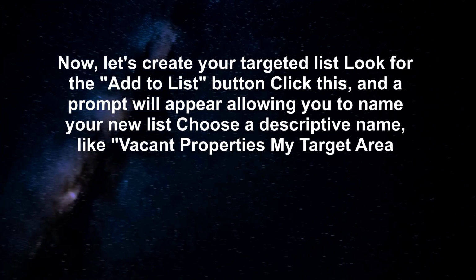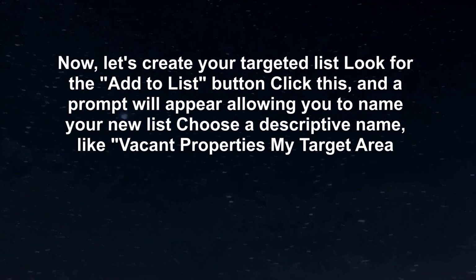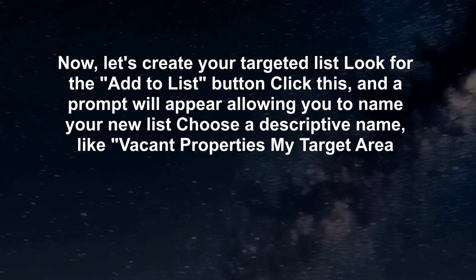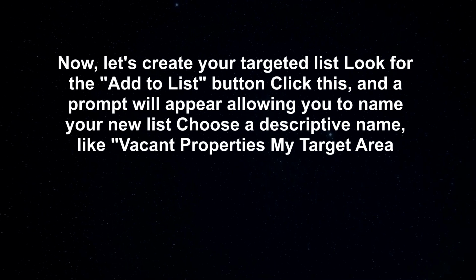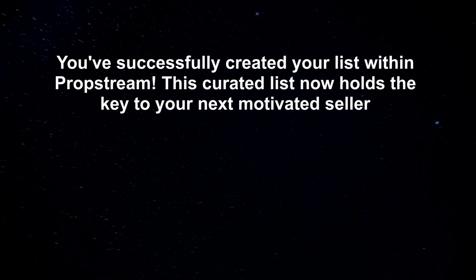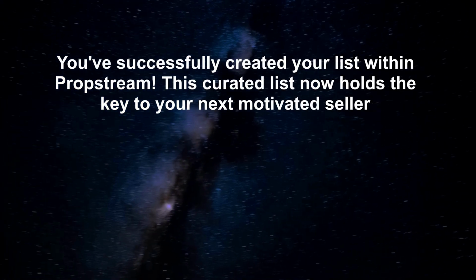Now, let's create your targeted list. Look for the Add to List button. Click this, and a prompt will appear allowing you to name your new list. Choose a descriptive name, like Vacant Properties, My Target Area. You've successfully created your list within Propstream. This curated list now holds the key to your next motivated seller.